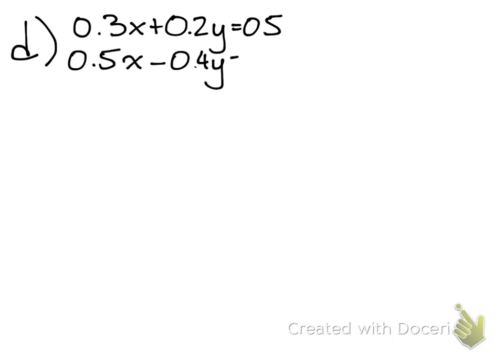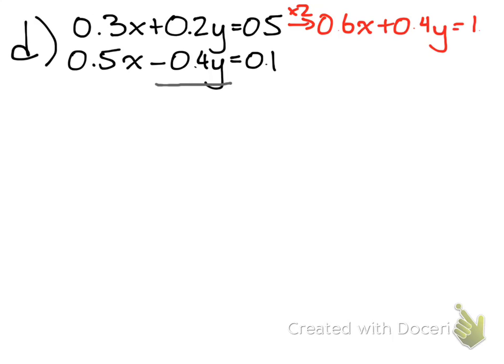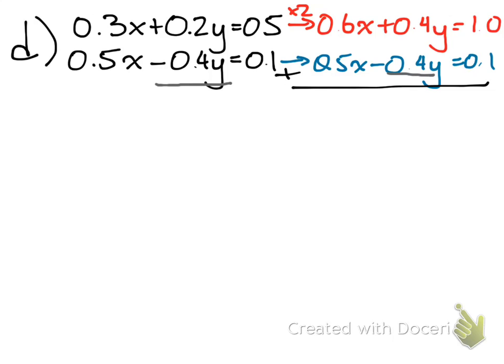0.3x plus 0.2y is equal to 0.5, and 0.5x minus 0.4y is 0.1. So the easiest way to go is to multiply the top equation by 2, because then we're making the y coefficients equal each other. So if we take the top and multiply it by 2, this is what we get. And we'll just rewrite the bottom one. And now we have plus 0.4y, minus 0.4y. So that means that we need to add the two equations together to make those variables go away. So adding the x's, we get 1.1x, y's go away, and 1 plus 0.1 is 1.1.